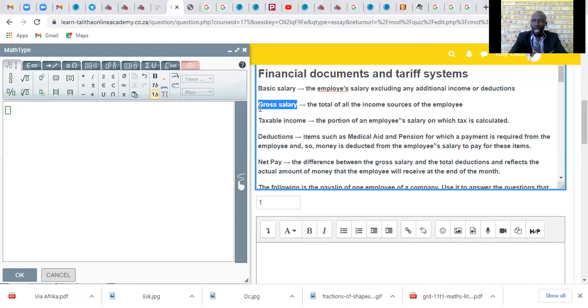Like the rent added there. For some companies, you are given rent; some companies will pay for your rent. And if all that money is added together, then what you get is called the gross salary. That is, you have the money that was promised to you.